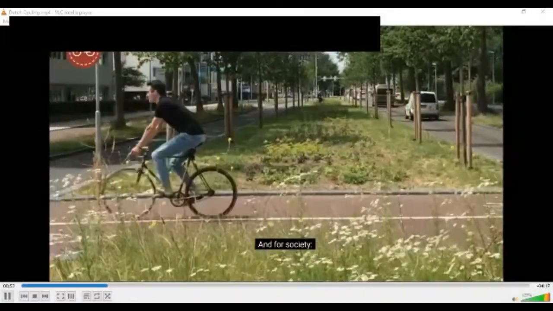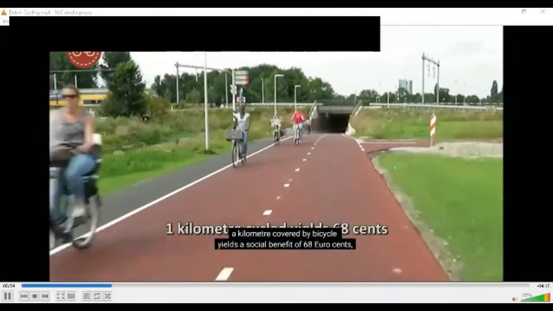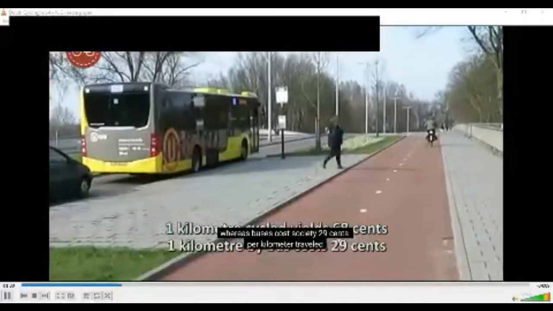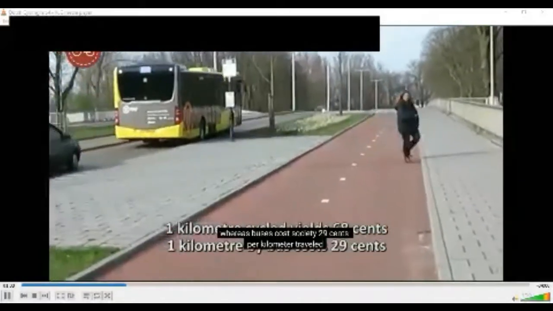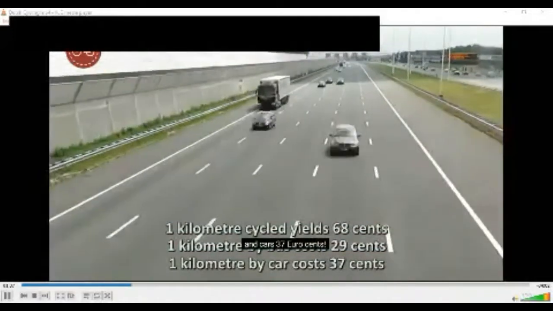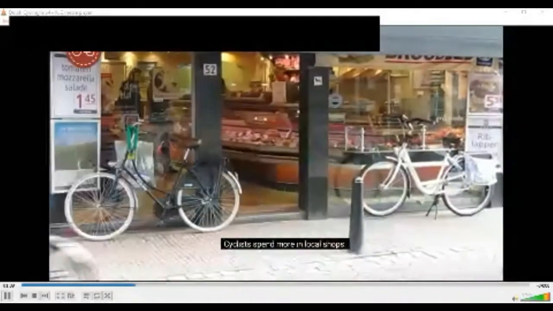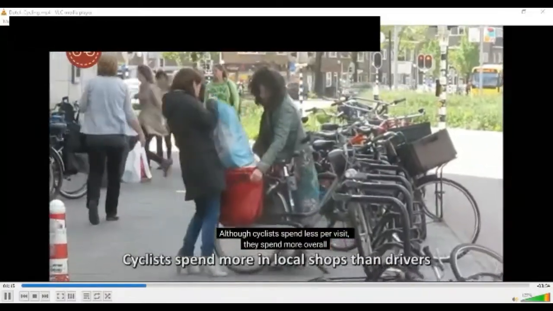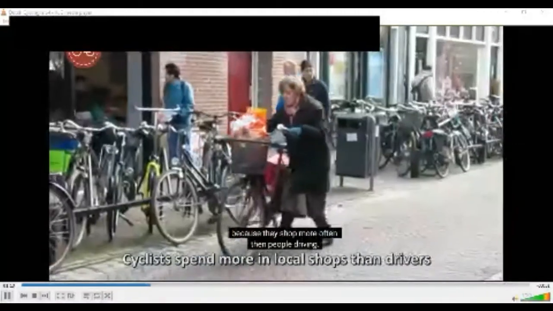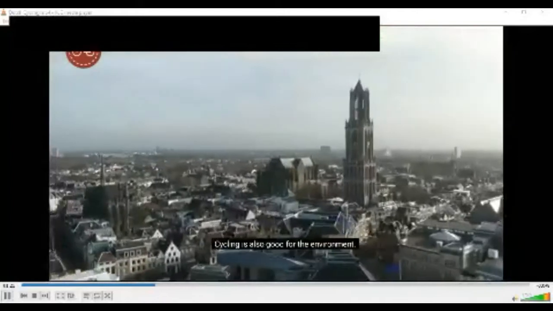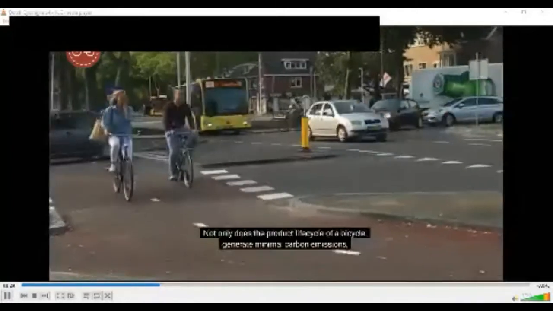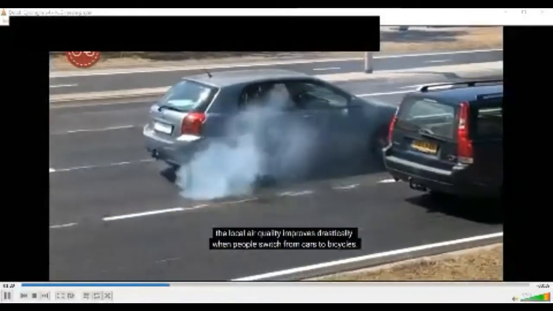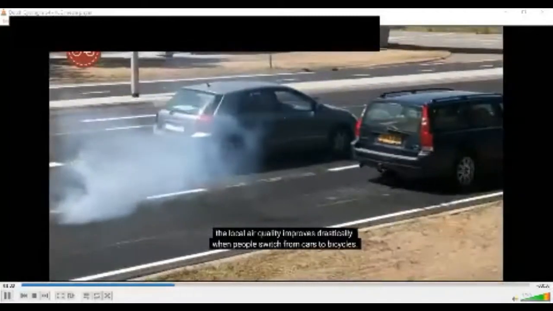And for society, a kilometer covered by bicycle yields a social benefit of 68 euro cents, whereas buses cost society 29 cents per kilometer traveled and cars 37 euro cents. Cyclists spend more in local shops. Although cyclists spend less per visit, they spend more overall because they shop more often than people driving. Cycling is also good for the environment. Not only does the product life cycle of a bicycle generate minimal carbon emissions, the local air quality improves drastically when people switch from cars to bicycles.